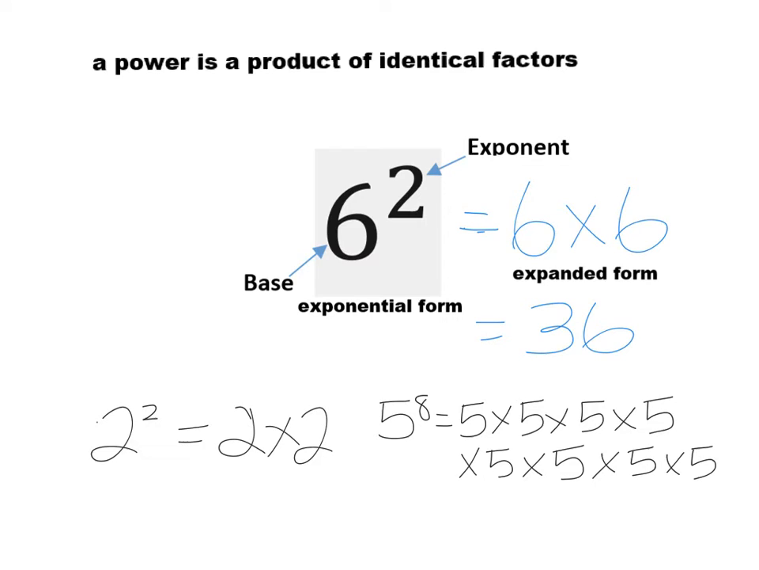So you can see that writing in exponential form is a useful way to express repeated multiplication, as it is a lot easier to write 5 to the power of 8 than writing it in expanded form as 5 times 5 times 5 times 5 times 5 times 5 times 5 times 5.